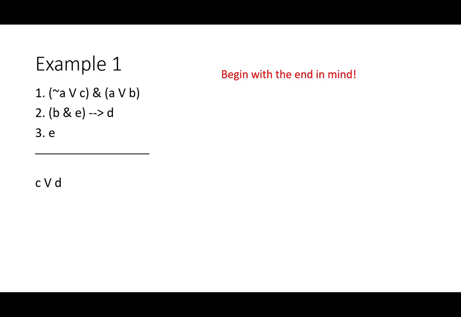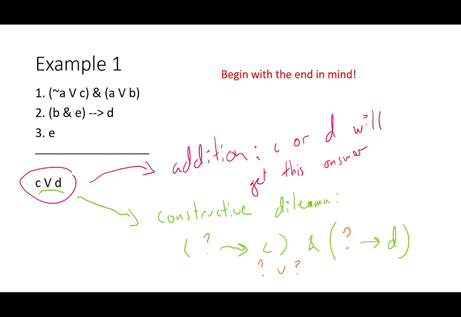So how might we begin with the end in mind? Well, what kinds of rules result in disjunctions? I thought immediately of addition. Either C or D will get you this answer. If you can prove C, great. Addition will get you C or D. Same thing with D. The other thing that will get you this is constructive dilemma.